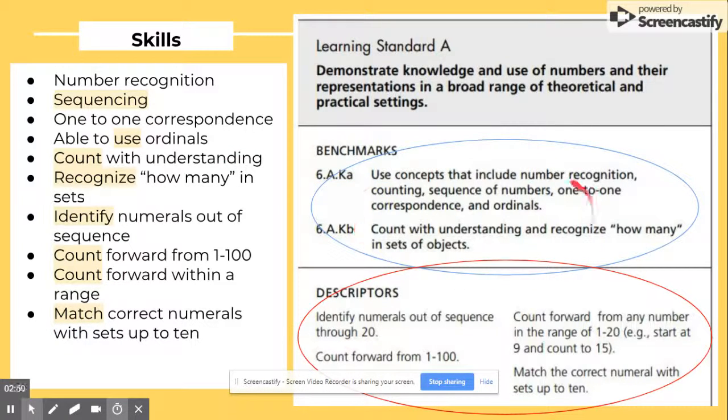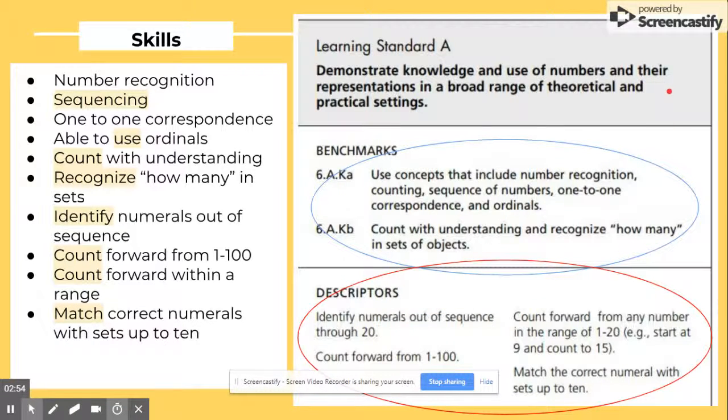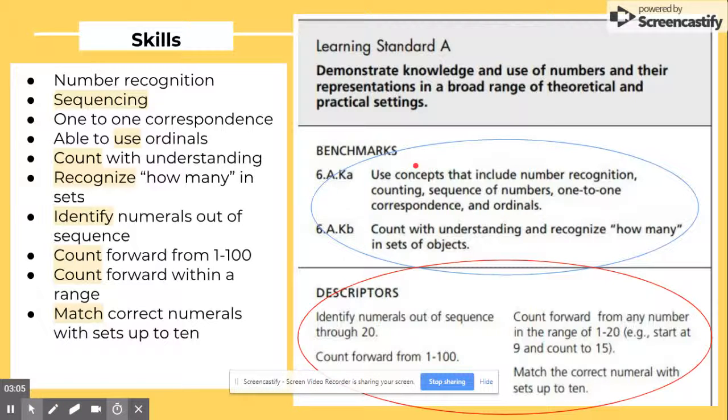So here are the benchmarks and the descriptors. I found this set of standards to be pretty thorough in what they tell you. They don't only give you the standard, but they also give you the benchmarks and the descriptors, which give you a pretty good idea of what you need to teach exactly. So I really liked this standard and how they broke it down.